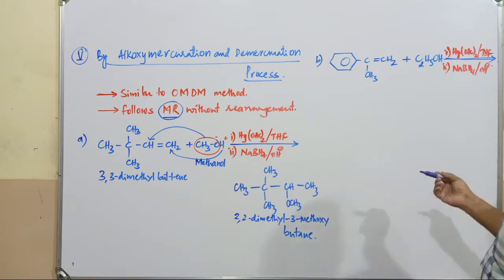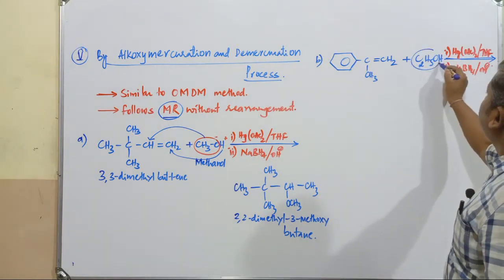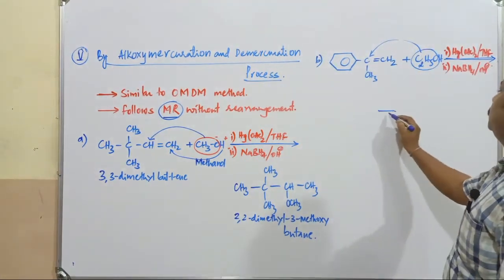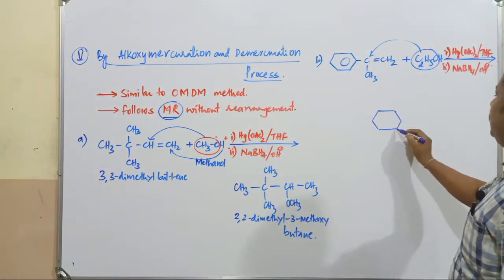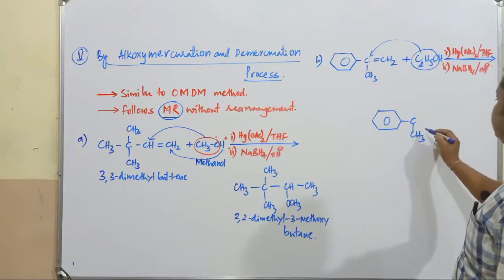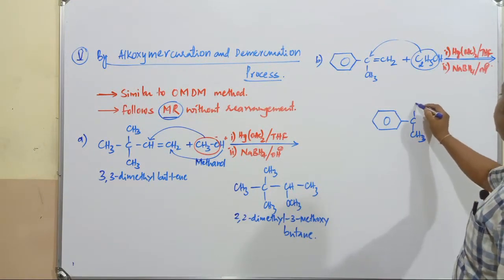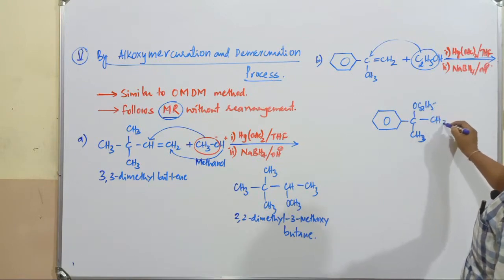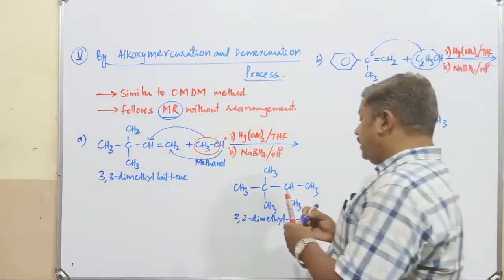It must be an ether. So the group C2H5O minus is added to the carbon atom. The product obtained here is: C, with CH3, next CH3, next OC2H5, and this is CH3. Now this compound is an ether compound.